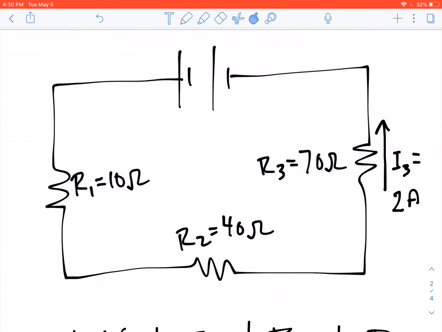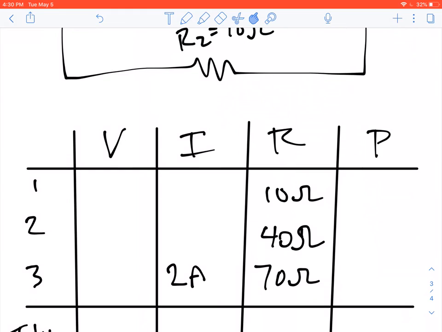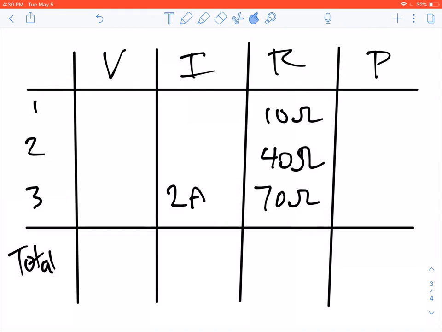Alright, here's another example. Here's a series circuit with 3 resistors. I have a battery with unknown potential. I have a resistor R1 with 10 ohms, R2's got 40 ohms, and R3's got 70 ohms. And I've got a current in R3 of 2 amps. All right. If I create the chart here, here's the chart with the individual resistances written into it and the current in the third resistor written into it.